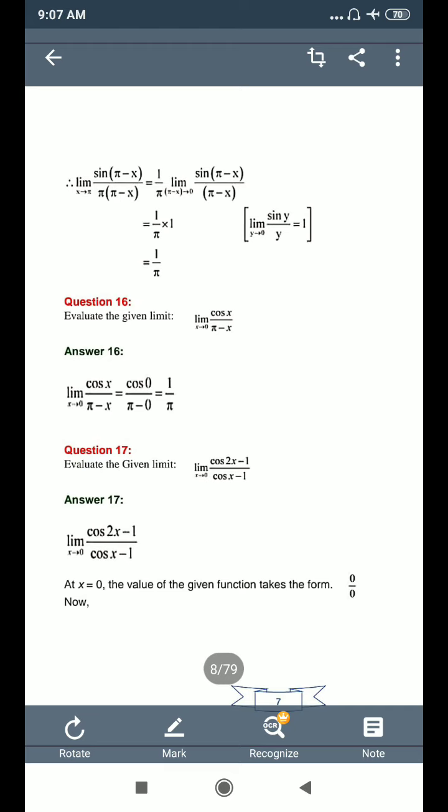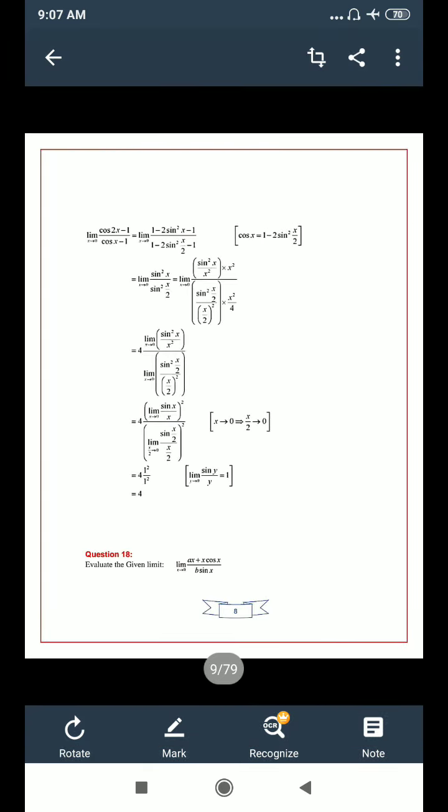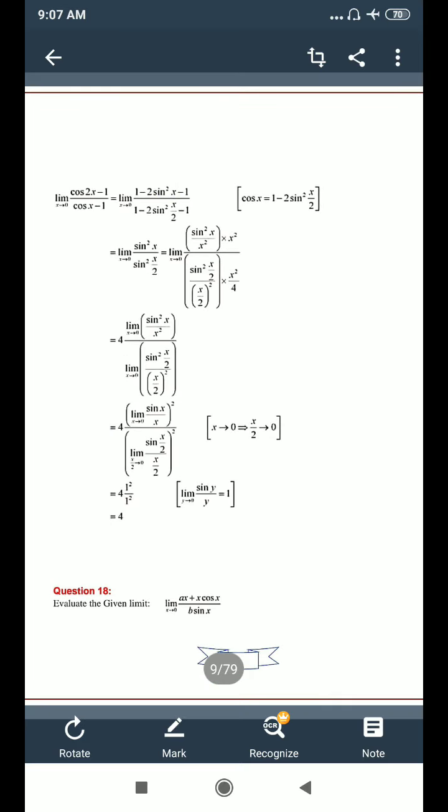Question number 17. In this, if you put x equal to 0, cos 0 is 1. So it is 1 minus 1 upon 1 minus 1. So it is 0 by 0 form. So many methods are there to solve it. It is done by one method. I will explain it by another method. You see how. You put cos 2x is equal to 2 cos square x minus 1.